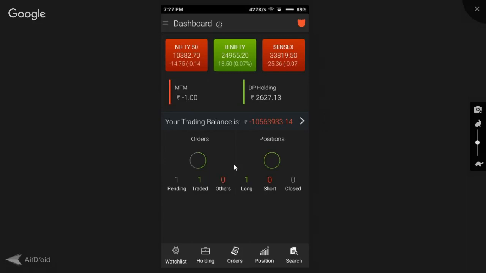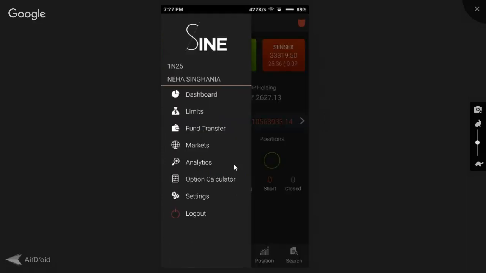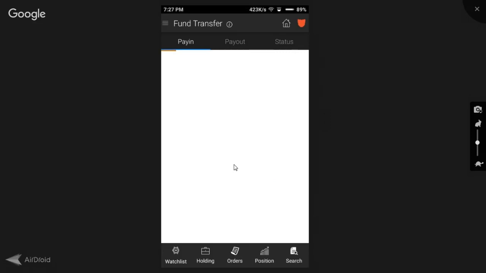There are more details that we can provide if you can contact our support team or watch our previous webinars. And apart from this, we have also three other wonderful features. We have markets, analytics, option calculator, which are also available. You can go through that in your free time. And if you want to do fund transfer, that also is available.